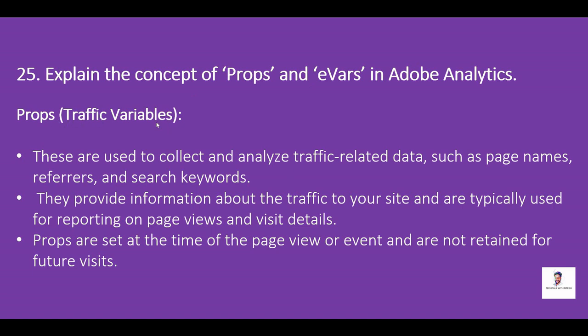Props are for traffic variables. These are used to collect and analyze traffic related data. So now we know what is traffic and what is traffic related data, such as page names, referrer, and search keywords. They provide information about the traffic to your site and are typically used for reporting on page views and visit details. This is important. Props are set at the time of the page view or event and are not retained for future visits.